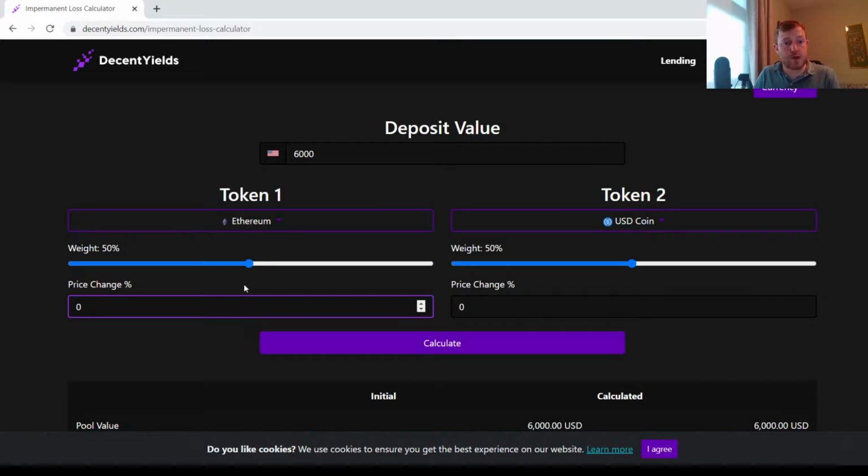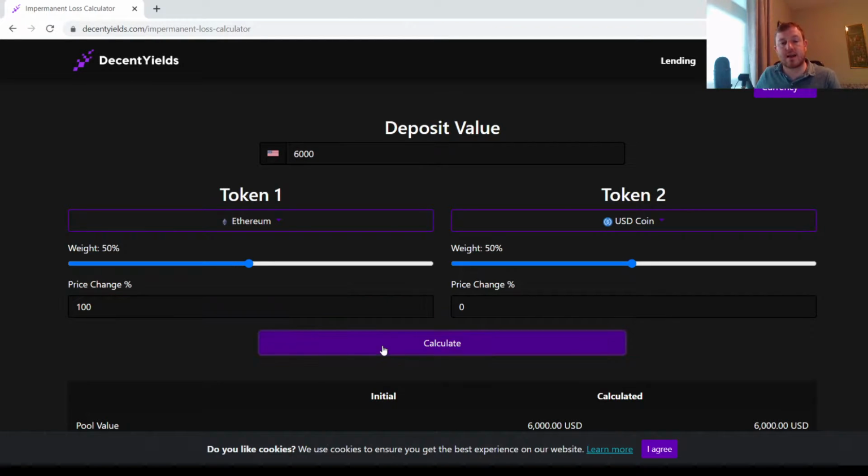So what I'm going to do here is increase the price of Ethereum by 100%. So I'm just putting 100 here and hit recalculate. Before we have a look at the figures, if you think about it logically, I have deposited $6,000 in total, and that was split about $3,000 of ETH and $3,000 of USDC. So if the price of Ethereum doubles, then my Ethereum value has increased obviously to $6,000, and I still have $3,000 of USDC, so that is a total value of $9,000.